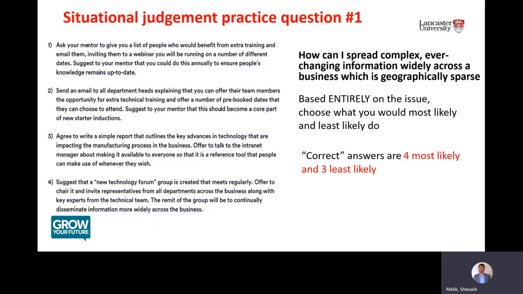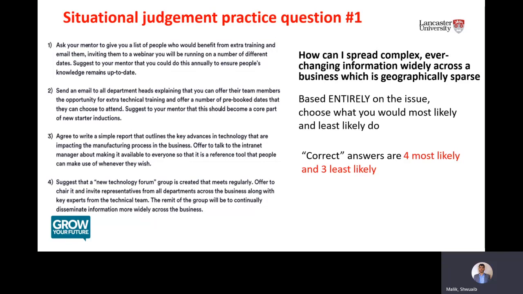You're showing initiative, and you're really coming up with a clever way to go about solving the issue. Now 3, why is 3 the worst, would you say? Agree to write a simple report that outlines the key advances in technology that are impacting the manufacturing process in the business. Okay, so the fundamental issue with the report, firstly, and most fundamentally in this question, is it's not very interactive. You're trying to spread information that people will understand and engage with, and a report can be quite boring and very simplistic to understand.